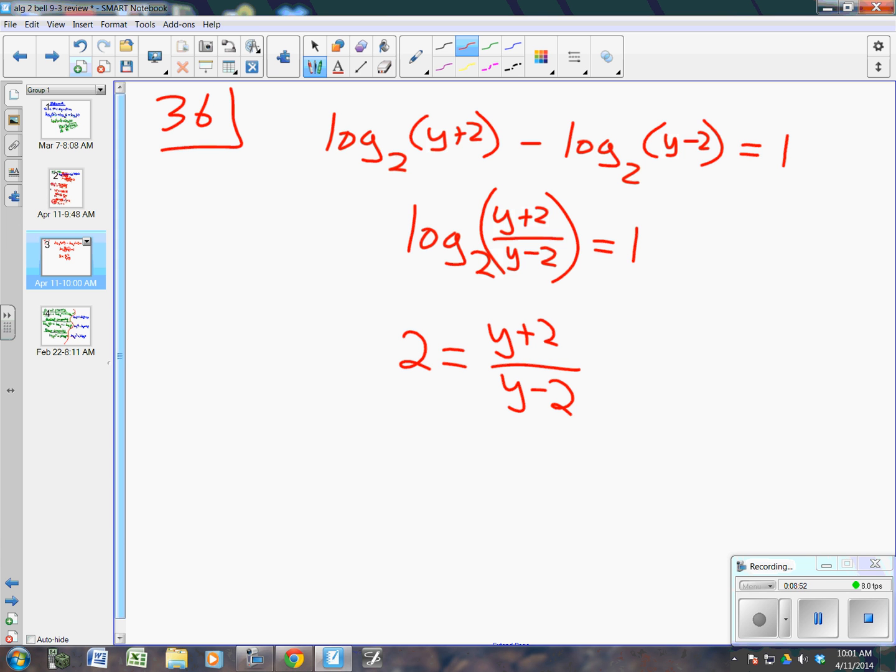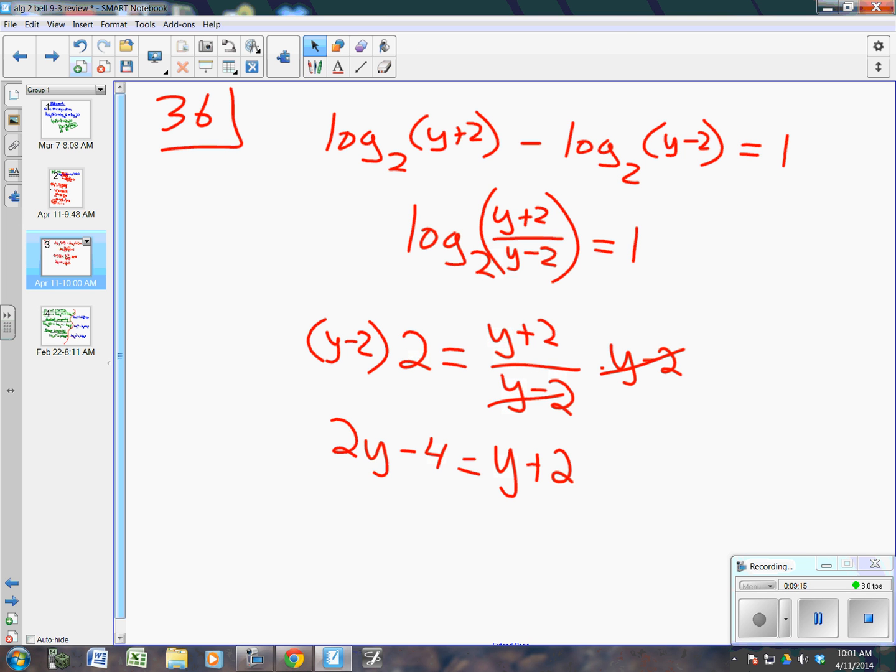I can't cancel out y's here because they're not factors. So times y minus 2 to both sides. Those cancel out, and on the left, 2y minus 4 if I distribute. Solve that equation, and you've got your answer.